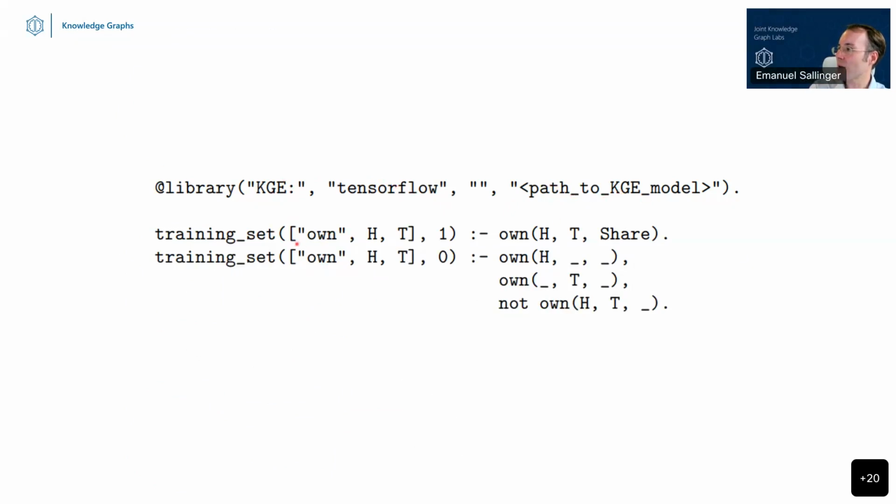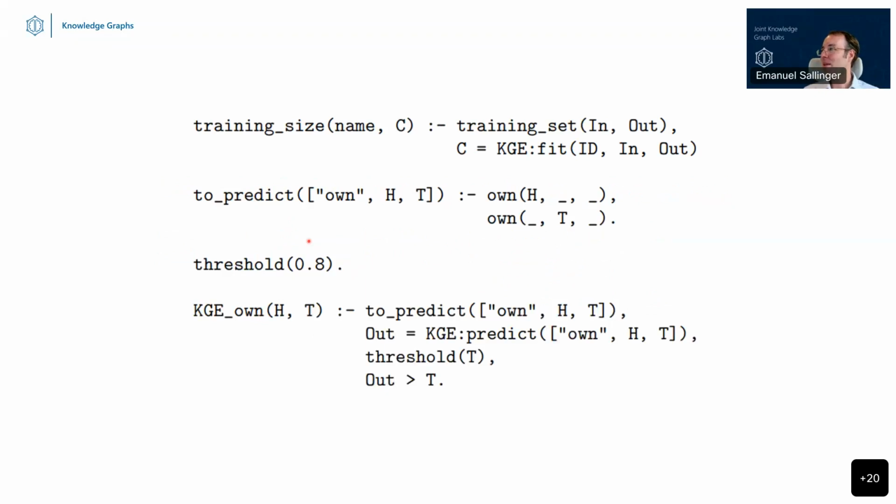And can we give it a training set? Well, let's just transfer some of our ownership edges and some non-ownership edges into a training set for that. And again, this is not surprising. This is the simple mode of interaction that we can explain here in a few slides, in particular two. And then we can fit a knowledge graph embedding model on it and simply predict some ownership edges. Put some threshold on the degree of confidence that the model has, and get them out again.